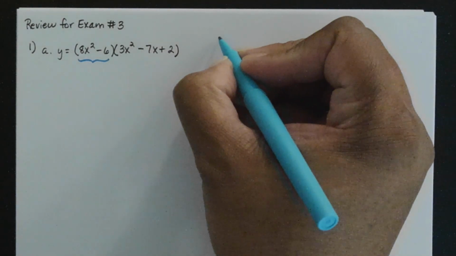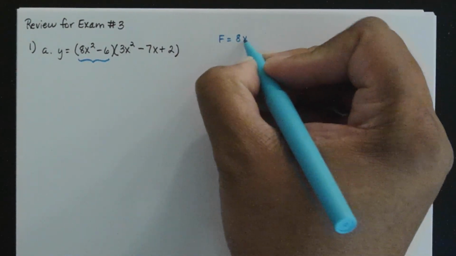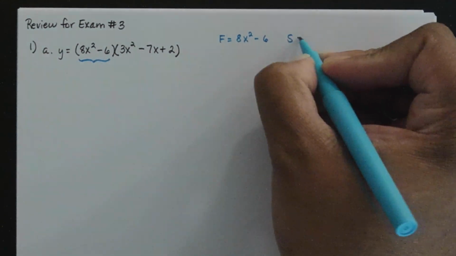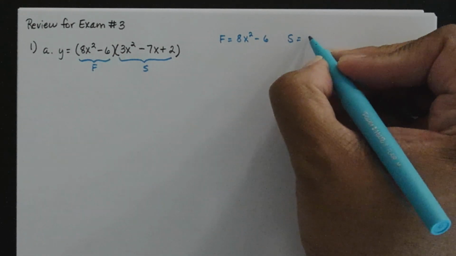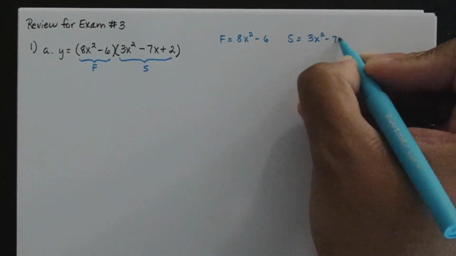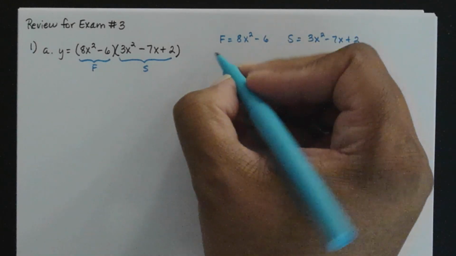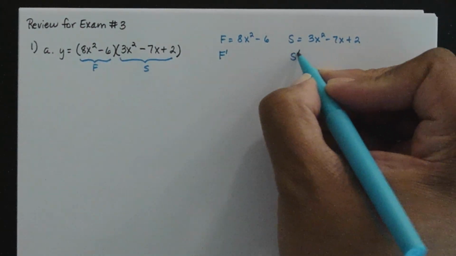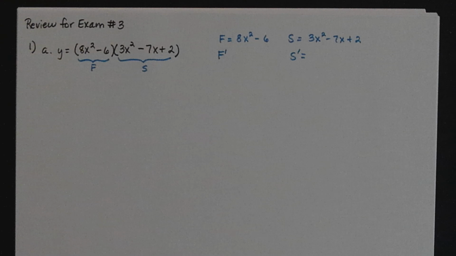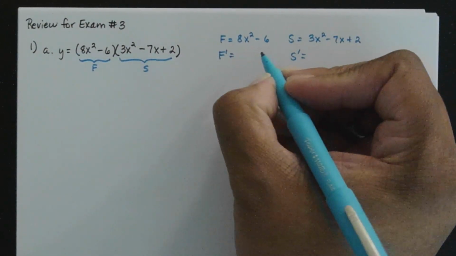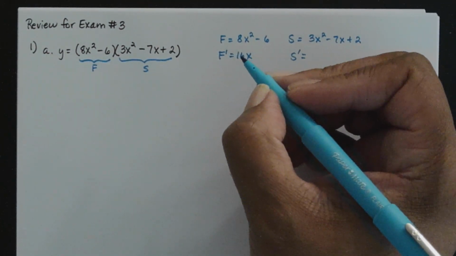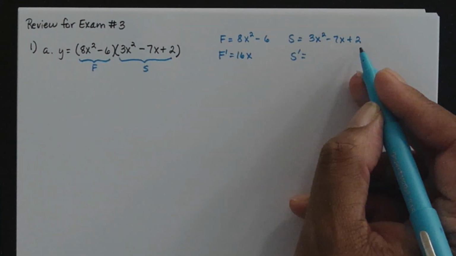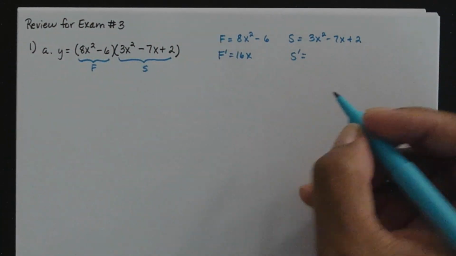This expression will be the first term. So the first will be 8x squared minus 6. And the second will be the second term, or the second expression, 3x squared minus 7x plus 2. And here we'll just take the derivative of each one of these. So the first is your 8x squared minus 6. What would f prime be? 16x. Just 16x. And then for the second being 3x squared minus 7x plus 2, what would that derivative be?